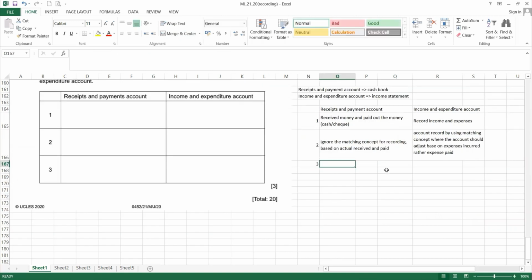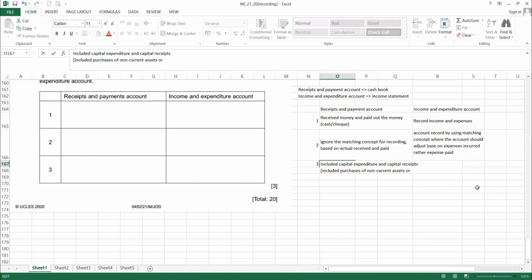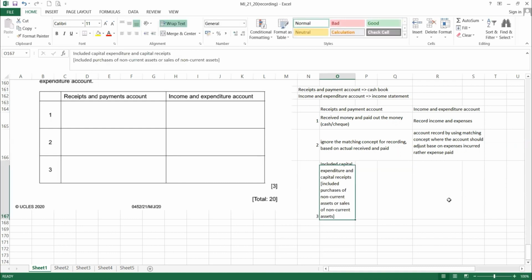What else can we think of? The receipt and payment account includes capital expenditure and capital receipts. This means it includes the purchase of non-current assets or sales of non-current assets. So that is one of the points you can talk about.